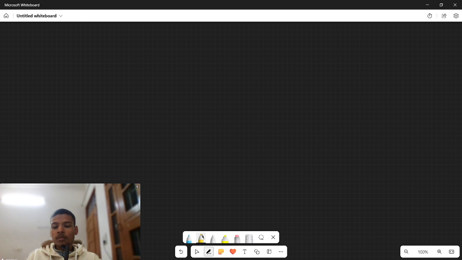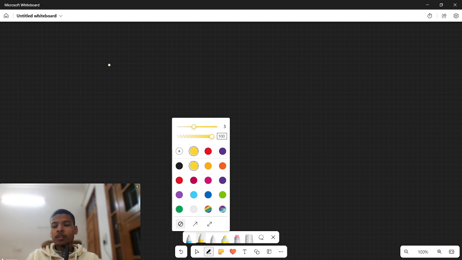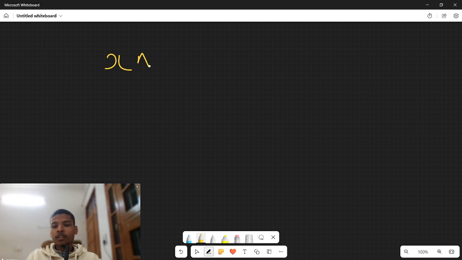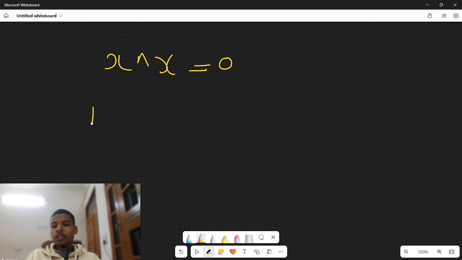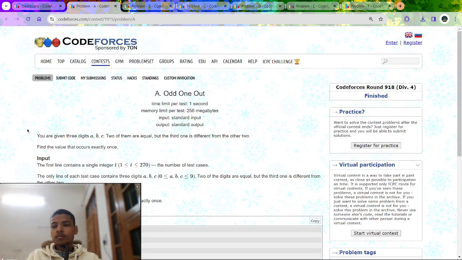You know that the XOR of two equal numbers is zero. For example, x XOR x is equal to zero. So I can simply take the XOR of all the numbers and the remaining value is my answer. For example, XOR of 1, 2, 2 should be equal to 1. So this is problem number A.